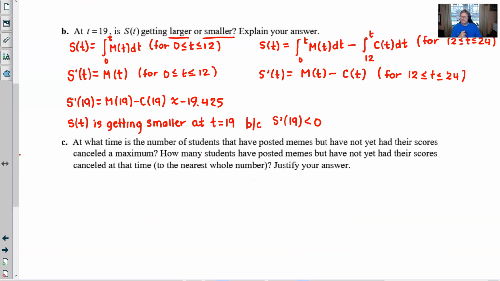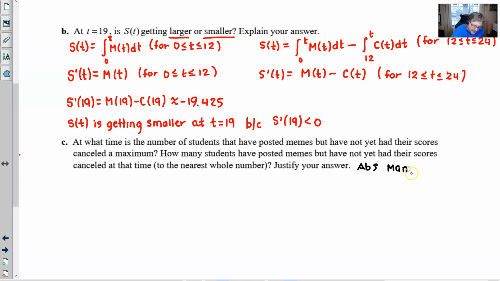Now, part C has got some interesting stuff here. It asks, at what time is the number of students that have posted memes but have not yet had their scores canceled a maximum? And then how many students have posted memes but who have not yet had their scores canceled at that time? We want to justify the answer. Well, this is likened to your absolute maximum problem. That's what this is.